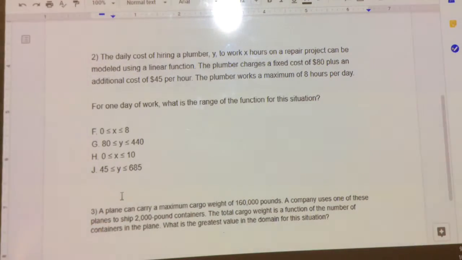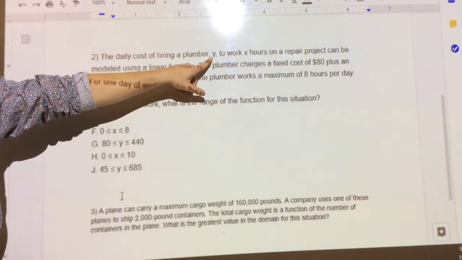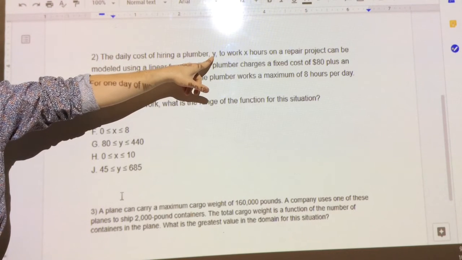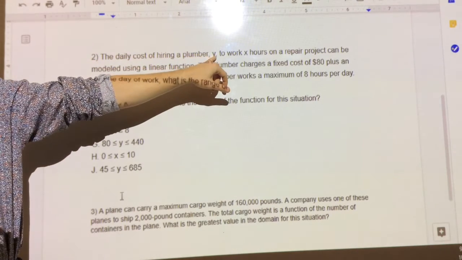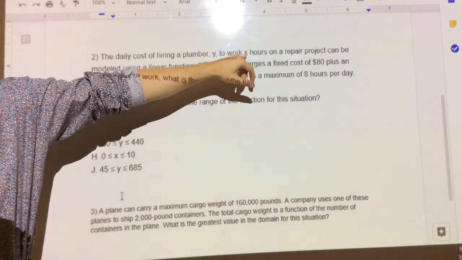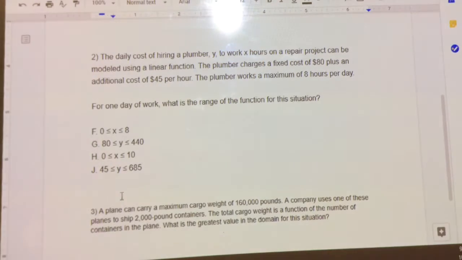It says the daily cost of hiring a plumber Y. Now notice when it has this single letter here, it's referring to what variable we're talking about. The daily cost of hiring a plumber Y to work X hours. So Y is the daily cost, X is the number of hours. Does everybody follow that? Which makes sense when we think about our equations. Y usually equals total, X usually equals whatever quantity we're talking about. Students was X, buses was Y.